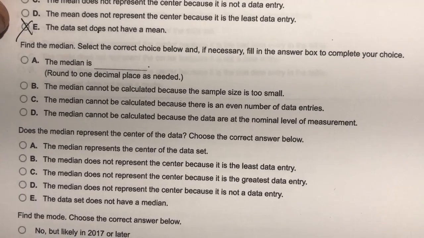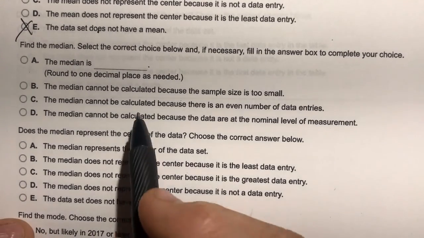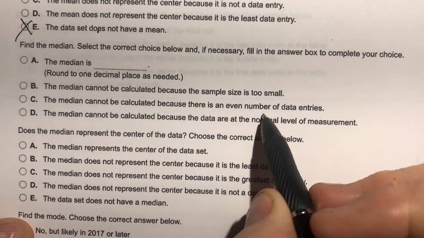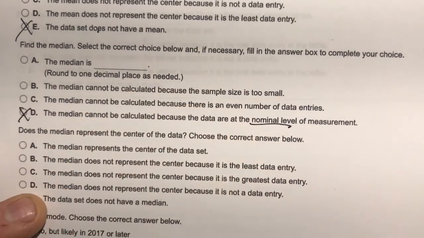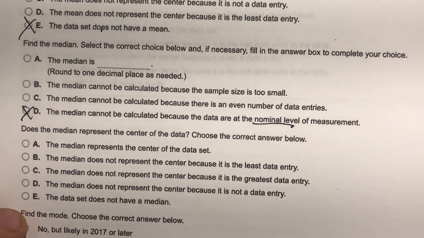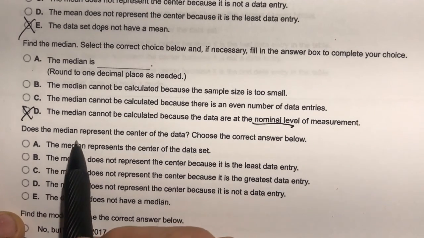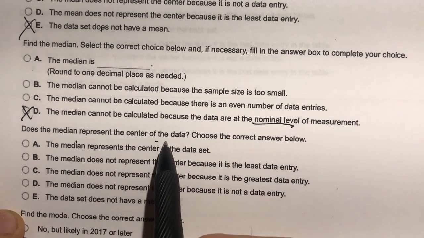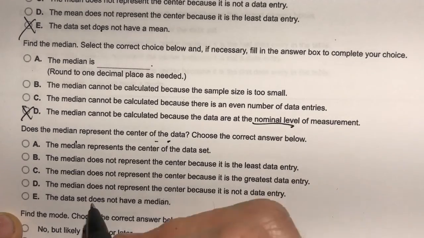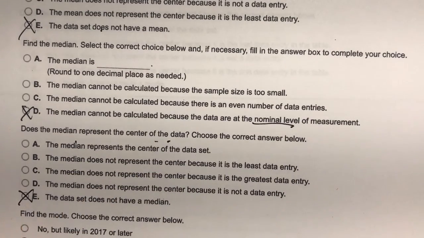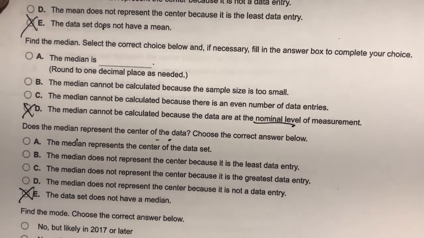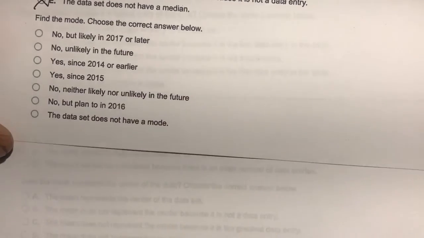Find the median. Again here, the median cannot be determined, so we can't do this because that's the nominal level, so that's D again. Does the median represent the center of the data? Well, it does not have a median, so that's this. So you can't have a median sometimes.